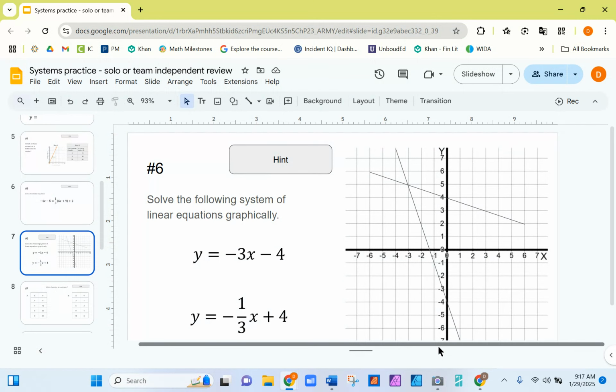Is there anything we want to add here? You could also solve this with substitution, but with a fraction it gets a little more complicated. I think the easiest way to solve it is with graphing.